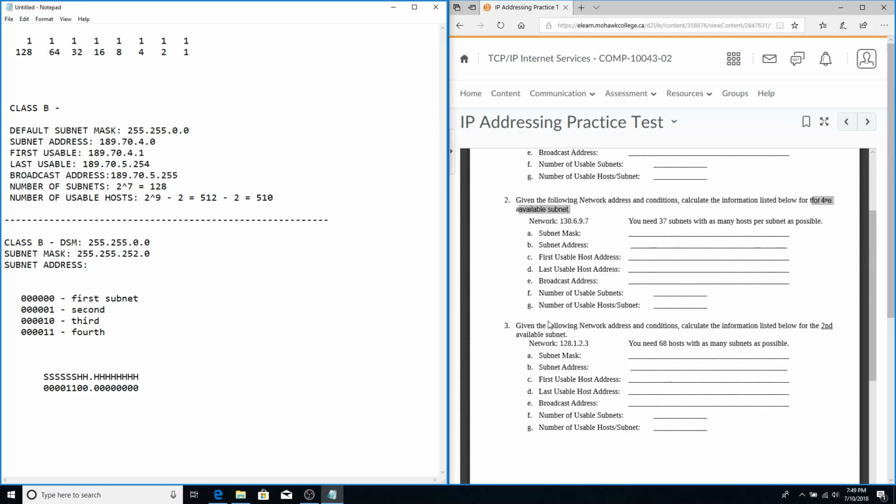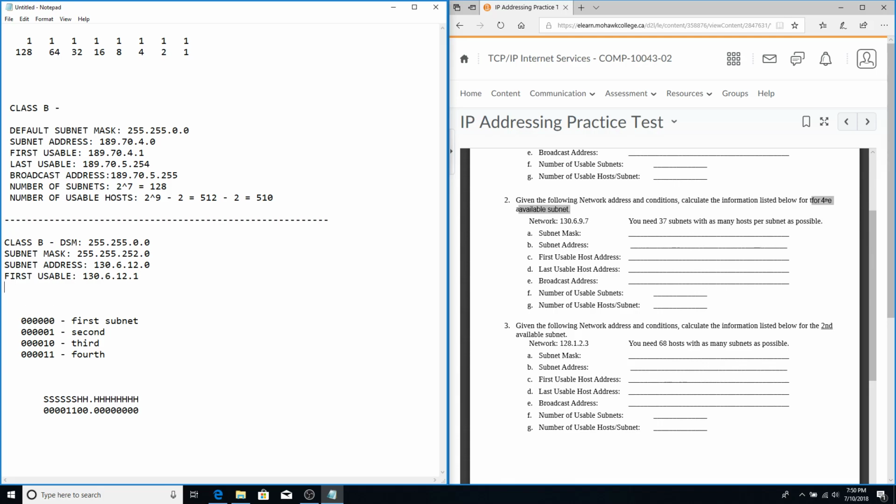Remember, the first 2 octets are going to stay the same, 130.6, because those are network bits. And then we just have to calculate this guy here, really, because the fourth octet is all zeros still. So in this case, we have a 4, and we have an 8. So that's 12. So we're going to say 12.0, and there's your subnet address. And then first usable, just add 1. Last usable we'll wait on.